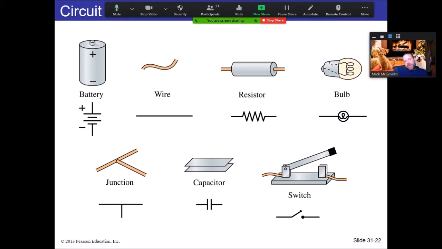The computer says something bad's about to happen. And then it stopped. Okay.